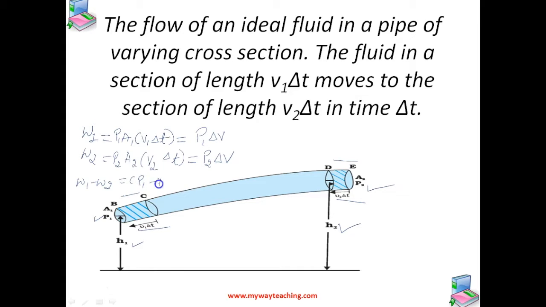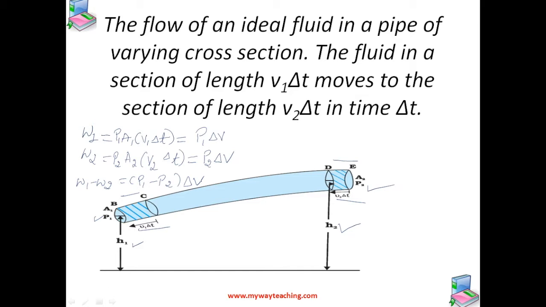That is P1 minus P2 into delta V. So part of this work goes into changing the kinetic energy of the fluid and part goes into changing gravitational potential energy. This energy is used for two different purposes: one for changing the kinetic energy and the other for changing the potential energy.